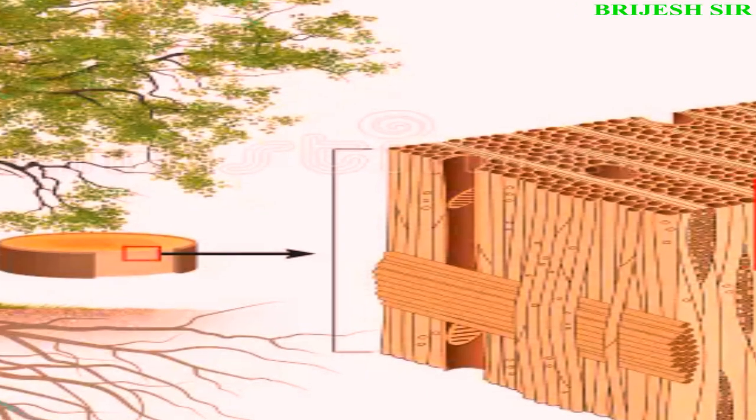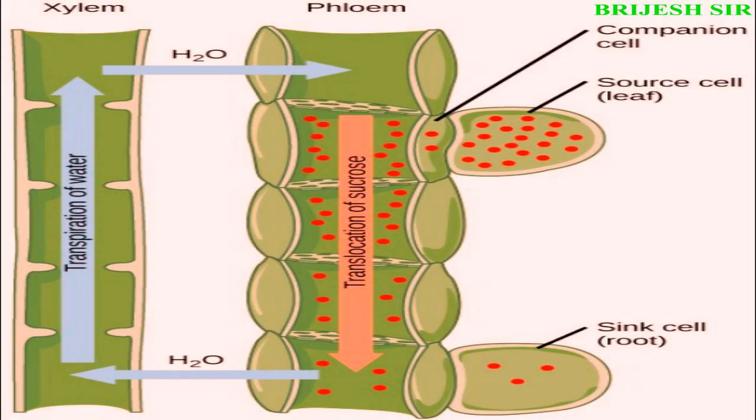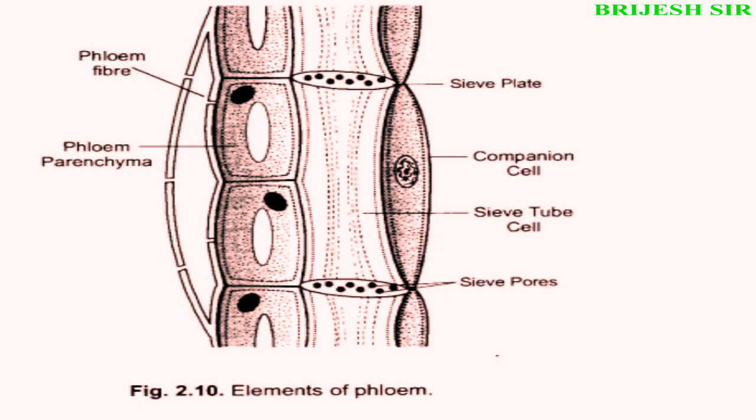There are two specialized conducting tissues in plants that move substances. Xylem transports water and minerals from the soil to the aerial parts of the plant. Phloem transports food made in leaves to other parts of the plant where it is used or stored.